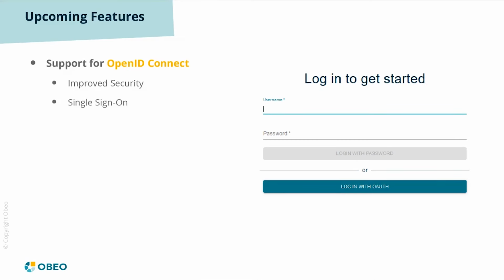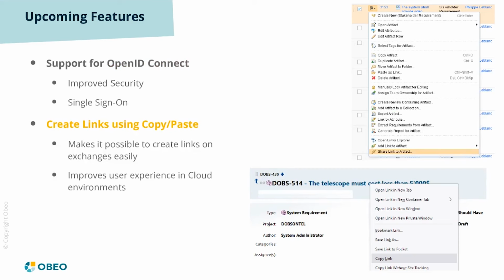Okay, so the upcoming features. Well, we are going to release shortly a new version of Publication for Capella that will bring support for OpenID Connect. This has been a very much requested feature that, of course, improves security and makes it possible to support single sign-on. So that's one of the major features of the next release. This next release will also introduce a new way of creating links. I showed you the creation of links by drag and drop. It's very nice and easy. There are a few shortcomings, though, that we resolve thanks to this new feature.